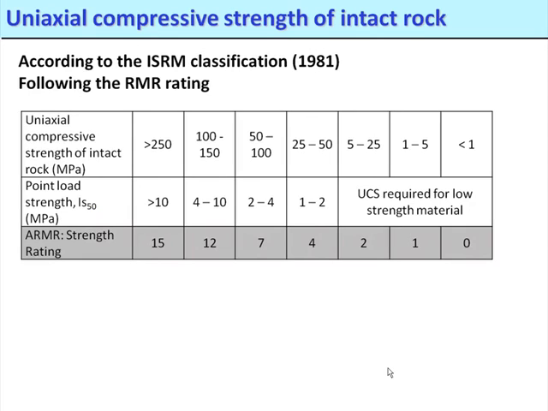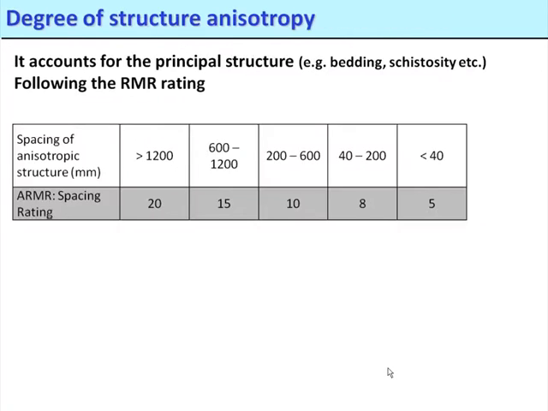For the uniaxial compressive strength of intact rock, we are following the ISRM classification of strength, and of course the categories proposed by the RMR rating. In this case we can see that we have the highest rating, which is equal to 15, for the high strength rocks, and the lowest strength rocks will give the lowest value of ARMR.